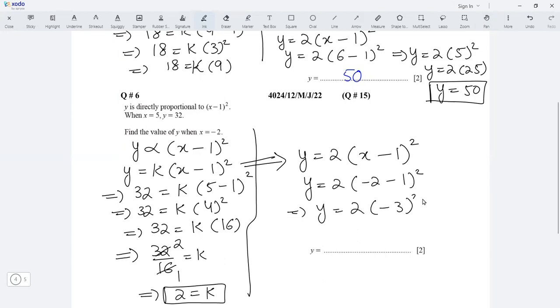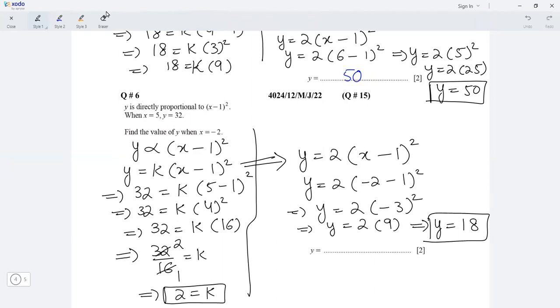negative 3 squared. Remember, when a positive number is squared, or a negative number is squared, both result in positive answers. So y equals 2 times 9. Negative 3 squared is also 9. In the next step, 2 times 9 is 18. That will be the final answer for this part. So writing down the answer in the space given below, y equals 18.